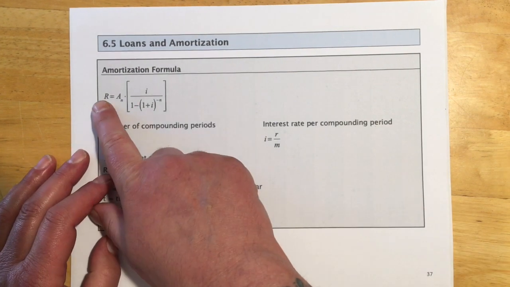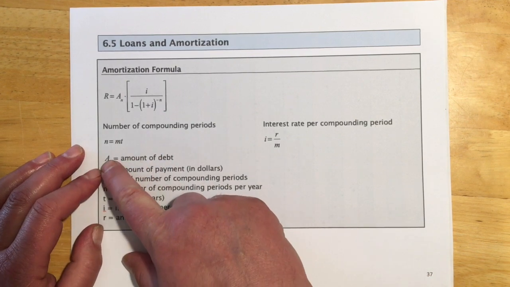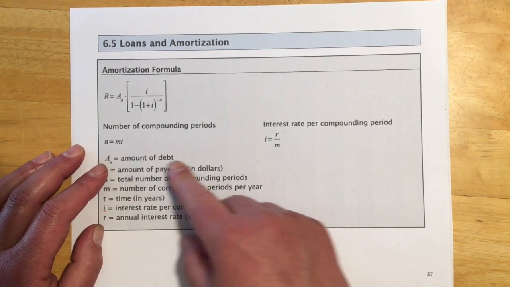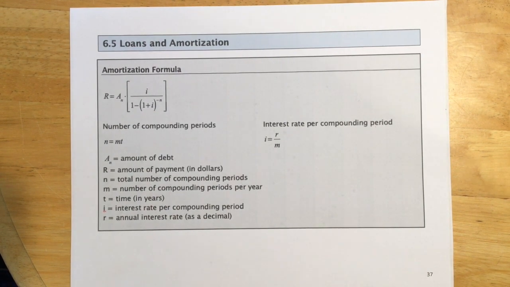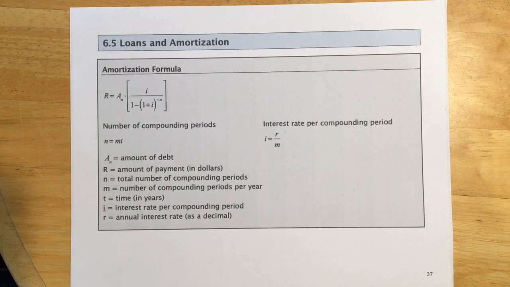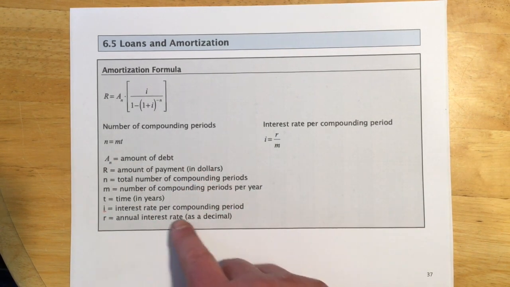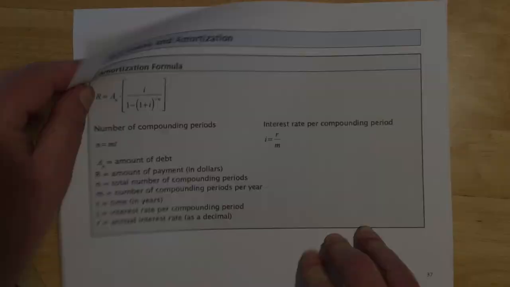And so I think, let's see, we've met most of these things. The one new one is this A sub n, and that's going to be the amount of the debt. So like say we borrowed $10,000 for a car that we're going to pay off over 36 months. The $10,000 is the amount of the debt. Everything else I think we have already worked with, so I will head into a problem.